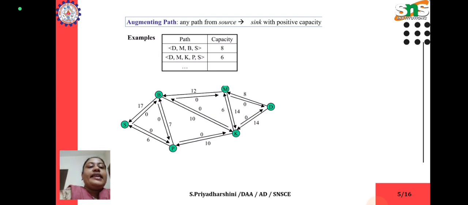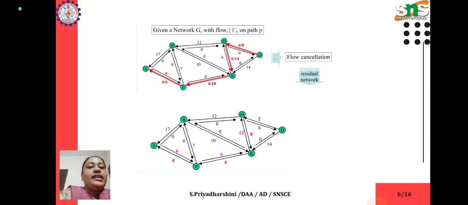Now let's take the D, M, B, S path with the capacity 8. Given a network G, we see how to start with flow F on path P. Let's take the first path D, M, K, P, S. The maximum flow in this path is 6. So if you take 6, it is 6 bar 8, 6 bar 14, 6 bar 10, 6 bar 6. Then the remaining residual network will be 2, 8, 4, 0.